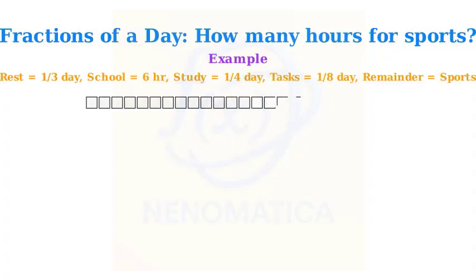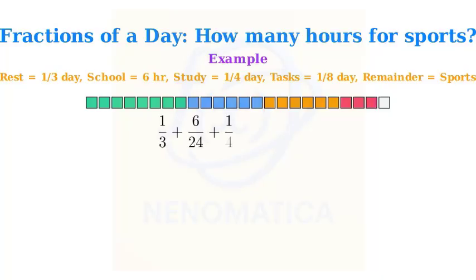To visualize 24 hours, we draw 24 equal boxes in a row. Each box is 1 hour. First, color the known parts. Rest is 1/3 of a day, which is 8 hours. School is 6 hours. Studying is 1/4 of the day, another 6 hours. Pre-assigned tasks are 1/8 of the day, which is 3 hours. The last box will be the sports time we do not yet know.